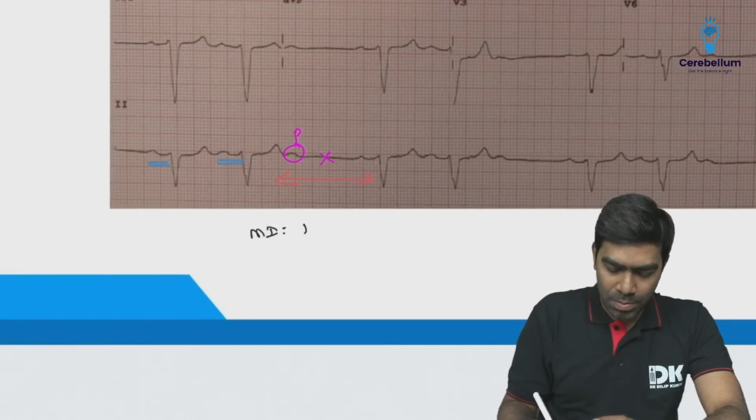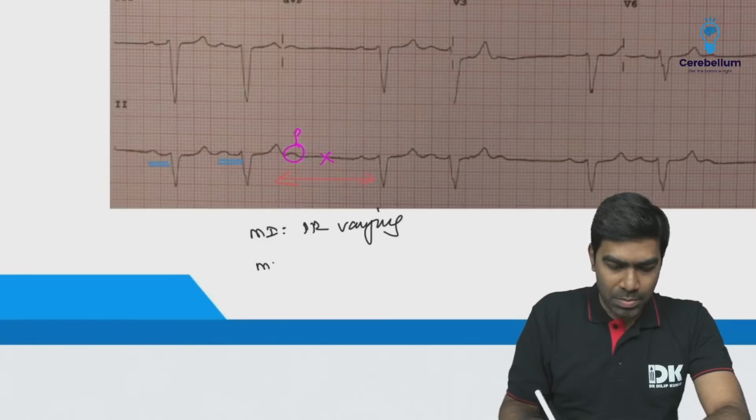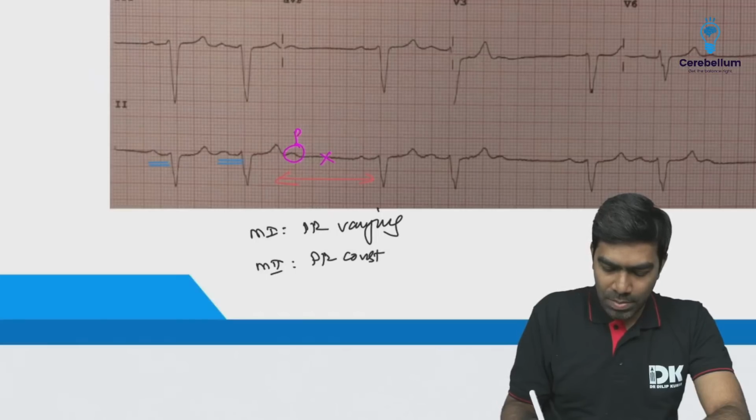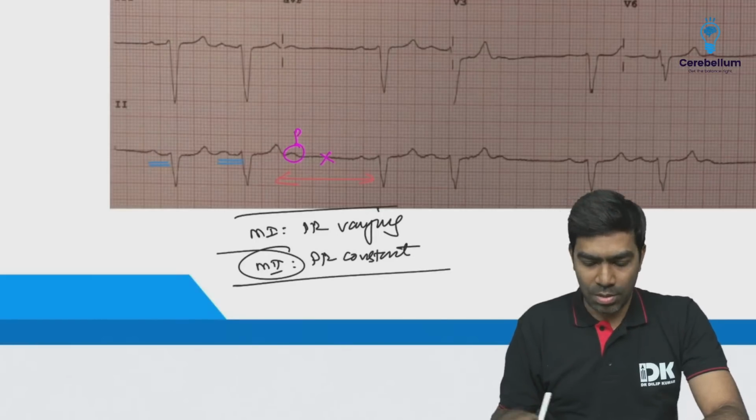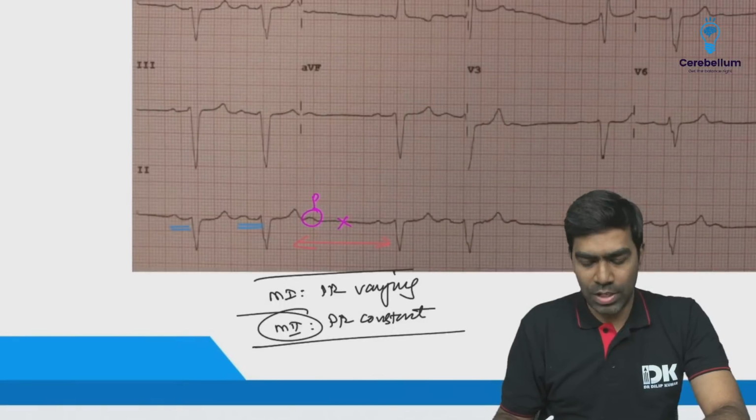In Mobitz type 1, the PR interval will be varying. It will be increasing till the missed beat occurs. In Mobitz type 2, the PR interval will be constant. So here the PR interval is constant, so it is basically Mobitz type 2 block. So remember, first of all, it's not an acute tachyarrhythmia.